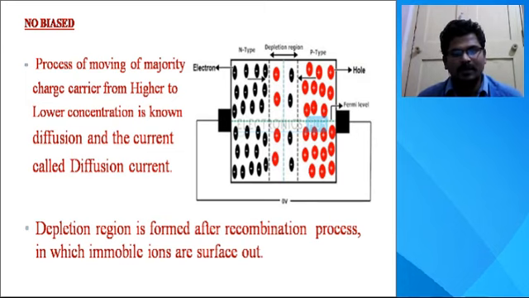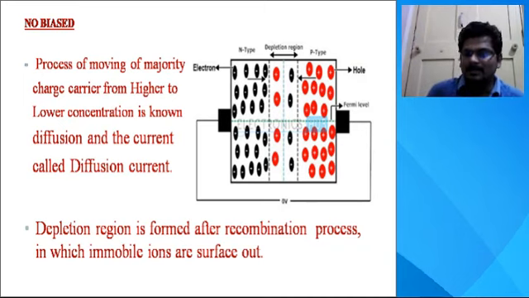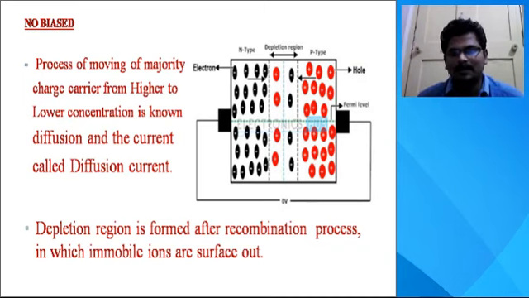The process of moving majority charge carriers from higher to lower concentration is known as diffusion, and the current is called diffusion current. We already discussed in the first slide that in N-type semiconductors the number of electrons is high, and in P-type semiconductors the number of holes is high. In the N-type semiconductor the highly concentrated electrons try to move towards the P-type region, and holes, the highly concentrated ions in the P-type semiconductor, try to move towards the N-type semiconductor.